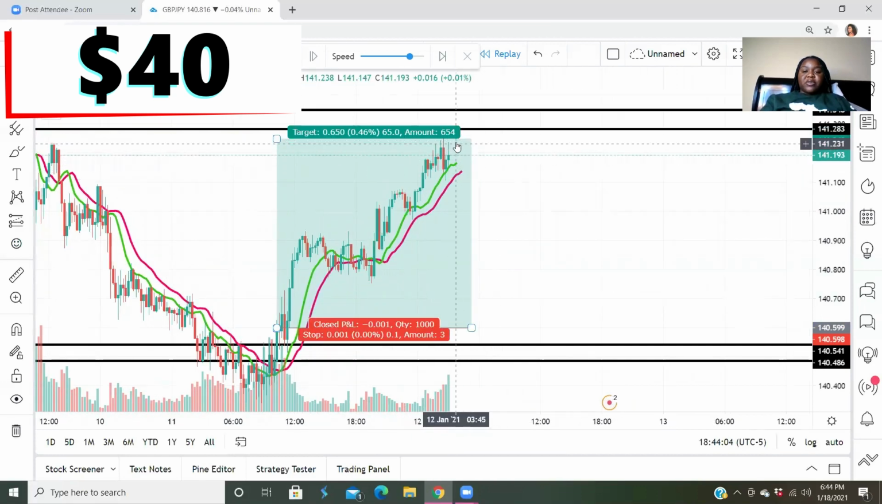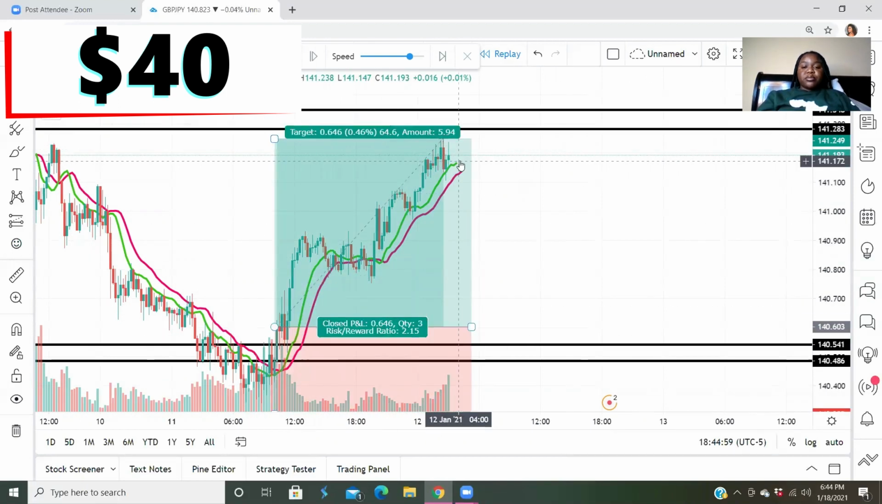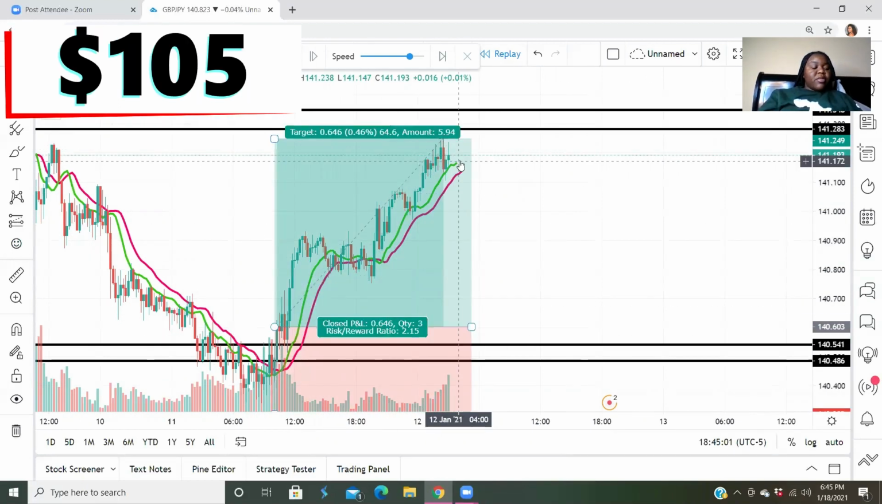All right, so we definitely hit TP2 right there. What happened to the little arrow? Boom. We hit TP. So now that's $65 we made on our second entry.